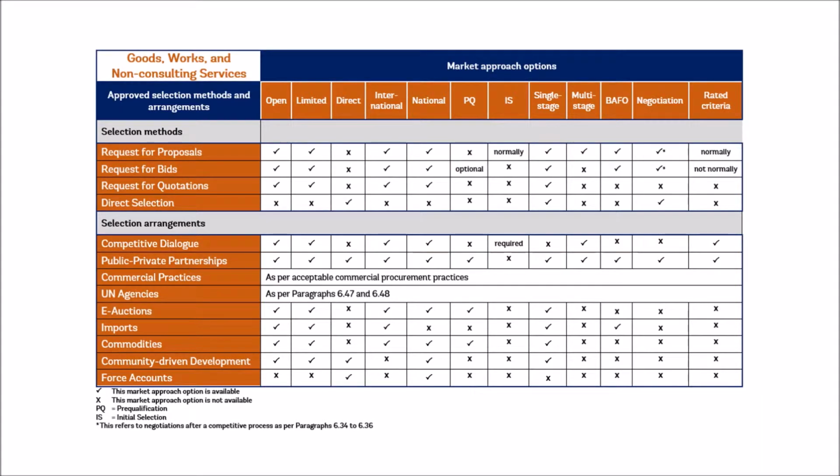The table on screen tells you the market approach and evaluation options, across the screen on the x-axis, accepted for each of the procurement methods, on the y-axis, used for goods, works and non-consulting services activities. You should note that not all combinations are possible. If the option is crossed out for a method, you will not be able to select it in the system. For example, for method of request for bids, direct approach and initial selection are not displayed in STEP for selection.